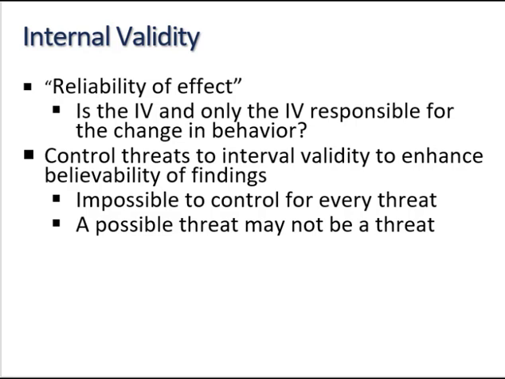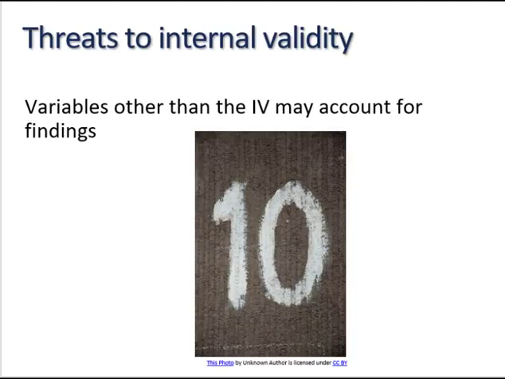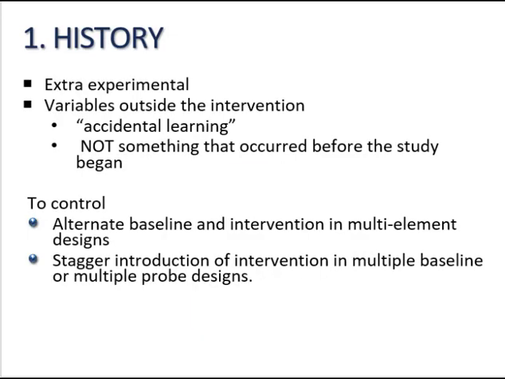To make this claim, we need to document 1, that X precedes Y, 2, that X and Y covary, and 3, that there are no Z's which might explain the covariation between X and Y. This means that we need to control for threats to internal validity. The challenges are that it's impossible to control for every threat, and a possible threat may not be a threat. In the next 10 slides, we'll learn about 10 common threats to internal validity, also called threats to experimental control. These are threats because they weaken our ability to show that X caused Y, as variables other than X may account for findings.